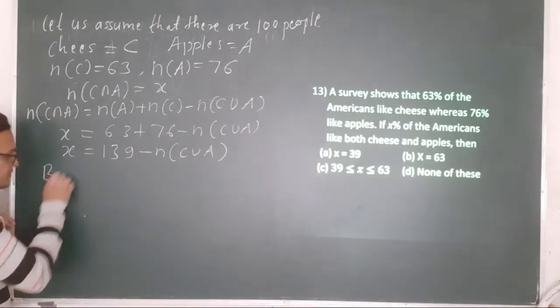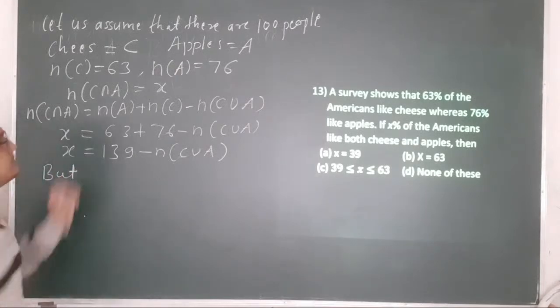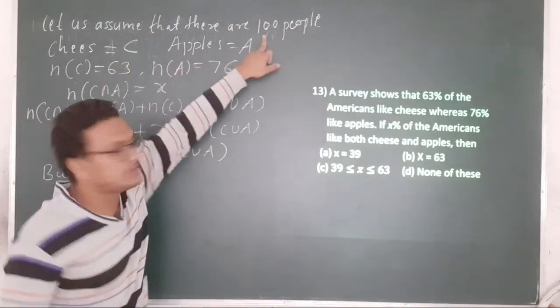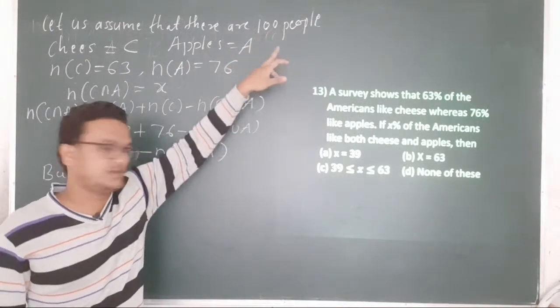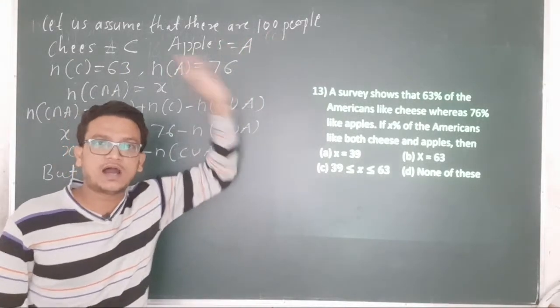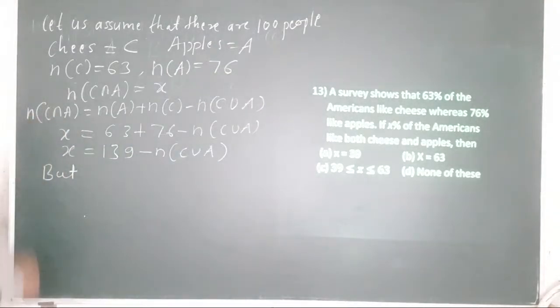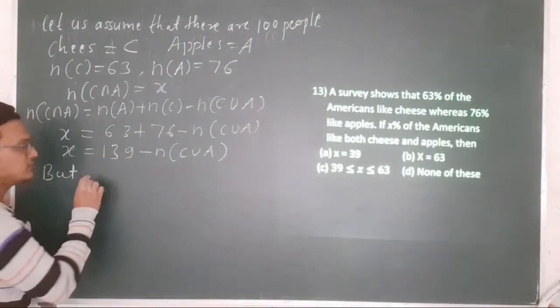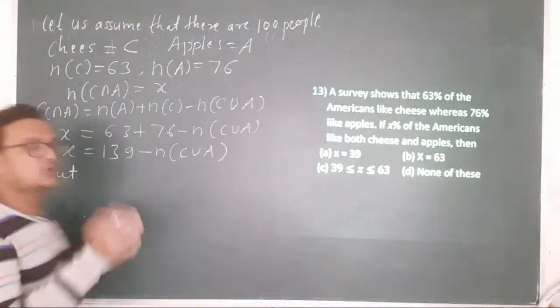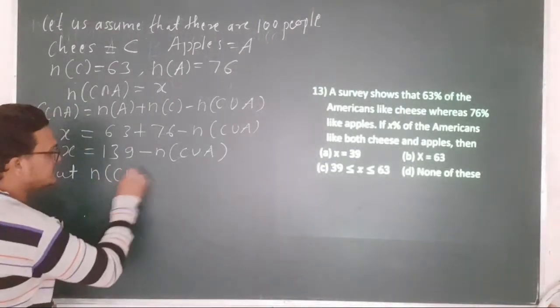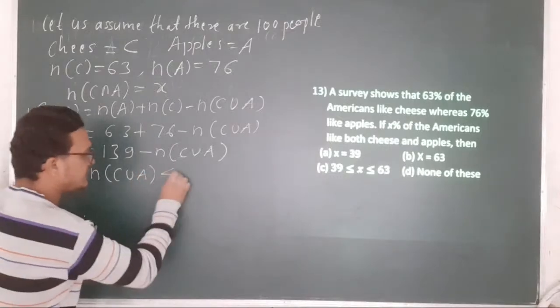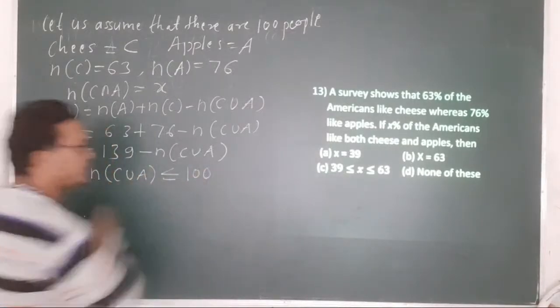But what is given in the question? Total how many people are there? Total 100 people are there. Now 100 people are there means total are 100, and total means you have to take the union. So therefore what is given? n of C union A is less than or equal to 100.